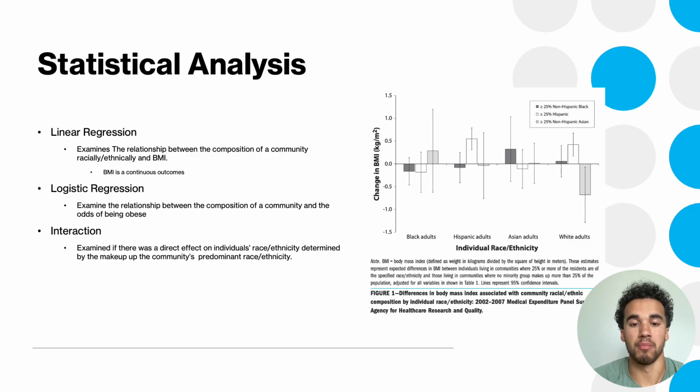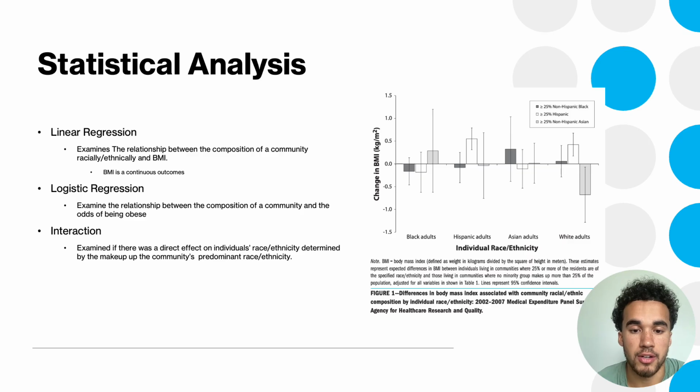In summary, black adults living in a community with greater than or equal to 25% non-Hispanic black residents saw little to no change in BMI compared to those in more mixed communities. On the other hand, Hispanic adults had a slight BMI increase in predominantly Hispanic communities, but the confidence intervals are pretty wide, as you can see on the graph.